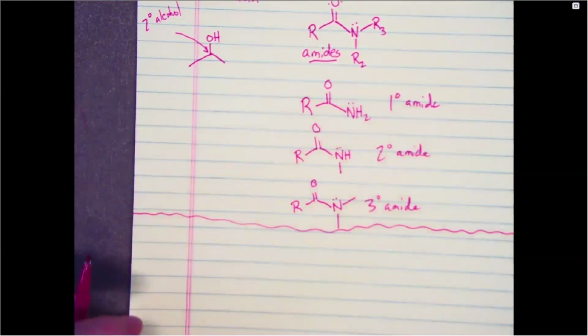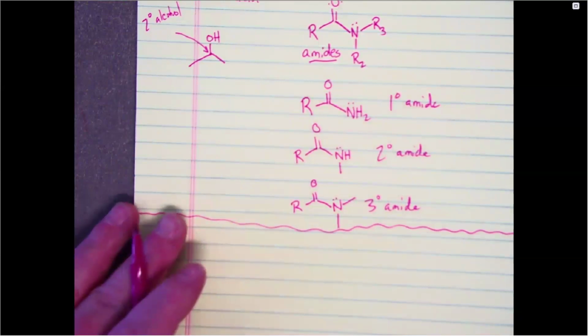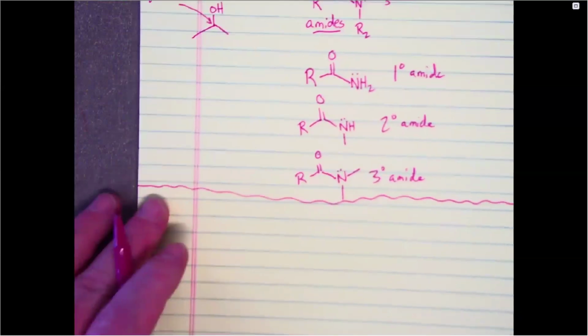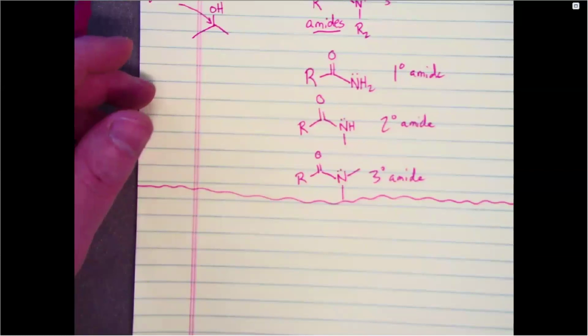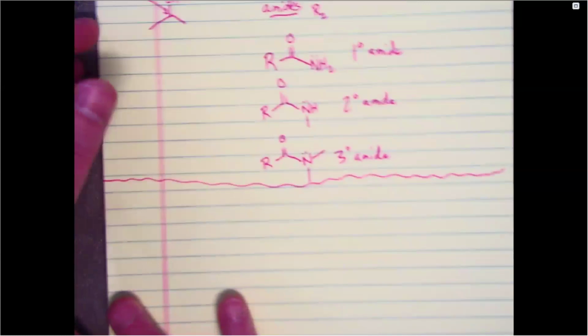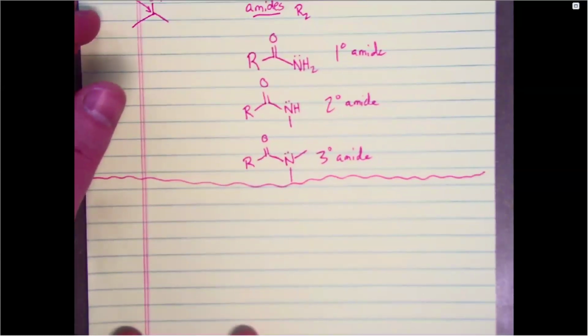So when we're talking about reactions of carboxylic acids, one of the main things that we do with carboxylic acids is turn them into esters or into amides. There are lots of ways to do that. I am teaching you one way to do each of those things, but there are lots of ways.